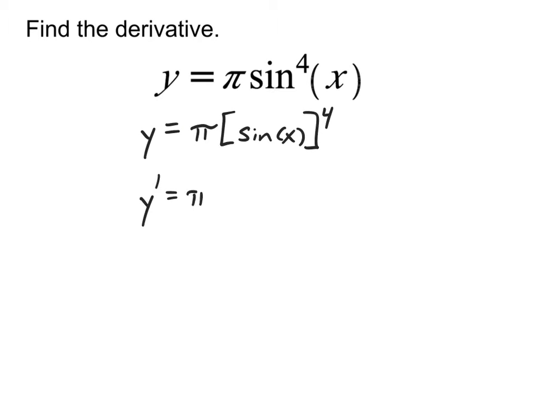The pi, of course, is just going to stay a pi. And now I multiply that by 4 times my function, sine of x in this case, cubed times the derivative of my function. And the derivative of sine is cosine. How do I know that this is my derivative? Because I just did it on the last one. Just instead of writing g of x, I'm writing sine of x.